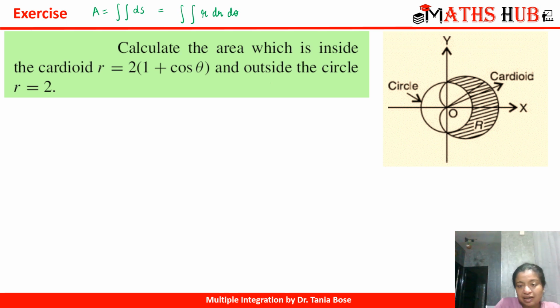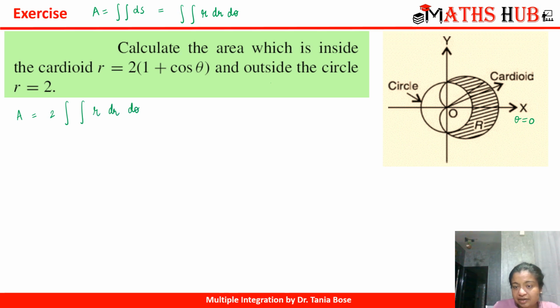Now how to calculate the area? It is inside the cardioid and outside the circle. So you can see the shaded portion, right? So we can calculate the area as, now you can see that the area is symmetrical about the theta equal to 0 line, right? So I can calculate the area in the first quadrant, that means between theta equal to 0 and theta equal to pi by 2, and I can multiply it by 2. So I'll calculate the area in the first quadrant. So area is double integral r dr d theta.